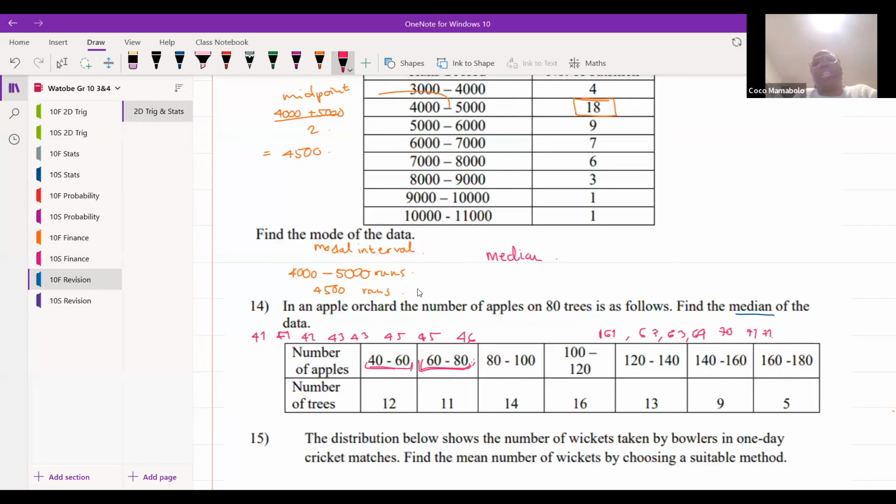Now, I want you to remember, when we calculate the median, we say n plus 1 divided by 2. The n is the number of values we have, and we know that the number of values we have is 80. So we're going to put 80 in there: the median is equal to 80 plus 1 divided by 2. What is 80 plus 1 equal to?